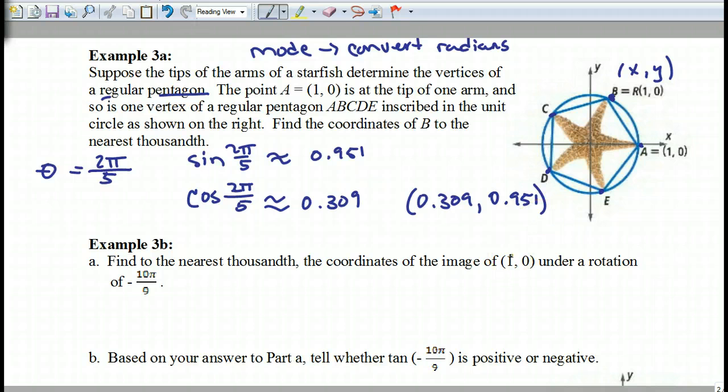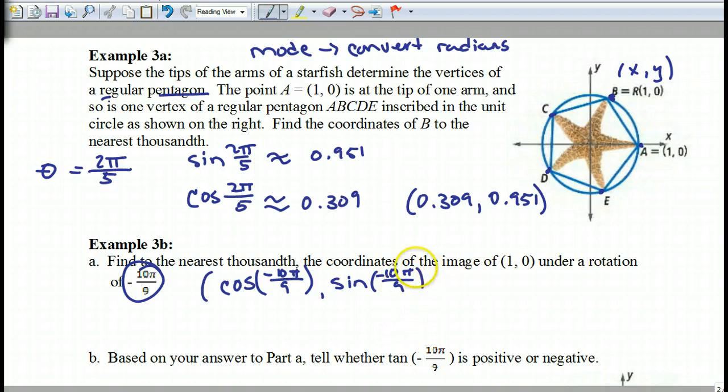You would do this the same way, except this time they gave you the amount of rotation. The one before we had to figure it out. So once again, we got to make sure that our calculator's in radians. And we're going to go and find cosine of negative 10 pi over 9 and sine of negative 10 pi over 9. When we do that, we get negative 0.940 and 0.342.